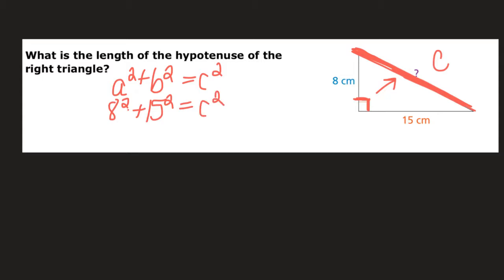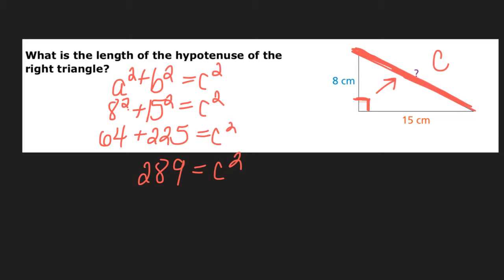And you will get the same answer if you put 15 in place of A and 8 in place of B. That doesn't matter. Okay, I'm going to square these numbers. I know 8 squared is 64 because 8 times 8 is 64. It's a perfect square. 15 squared means 15 times 15 is 225 equals C squared. I'm going to combine my 225 and my 64. I'm going to add them. I get 289 equals C squared.